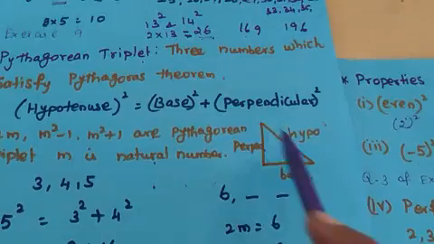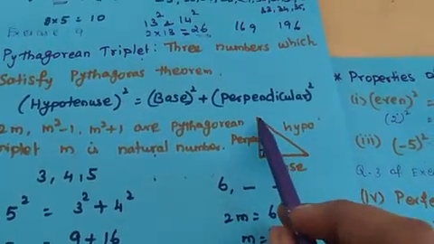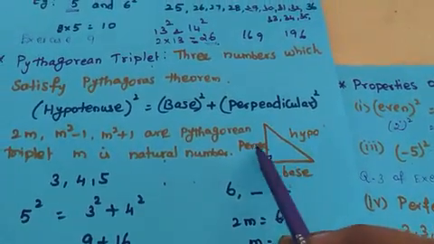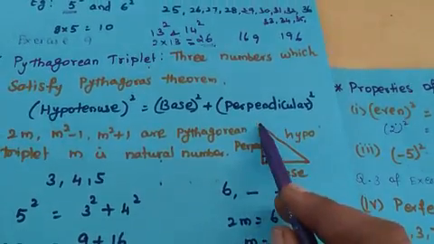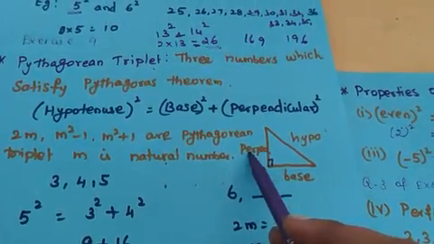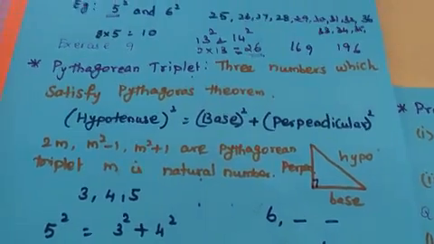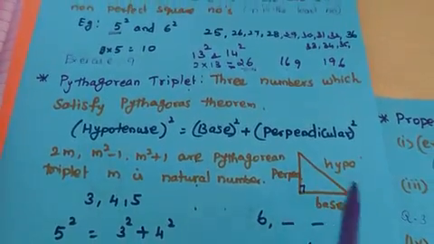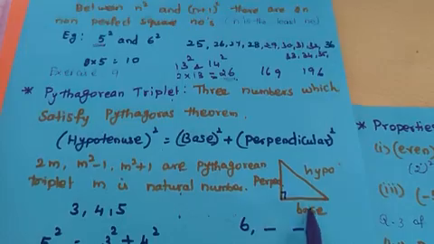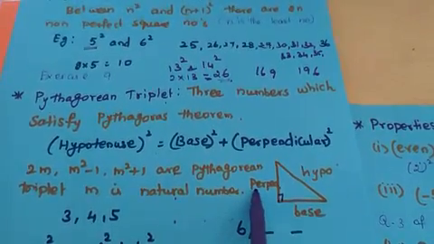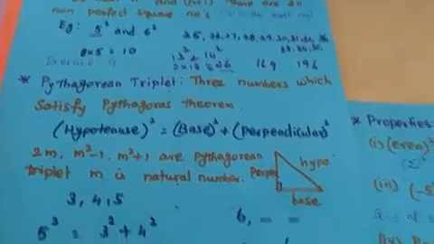If you have a right angle triangle, which makes 90 degrees, that is a right angle triangle. In the right angle triangle, we have 3 sides. The longest side is the hypotenuse, and the standing one, which makes 90 degrees, is the perpendicular, and then the base. What Pythagoras theorem says: hypotenuse squared, that is longest side squared, equals the sum of squares of the other 2 sides. That is, perpendicular squared plus base squared equals hypotenuse squared.